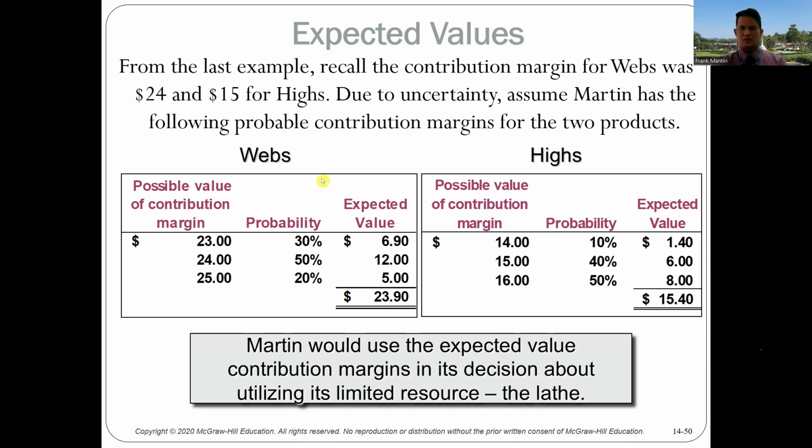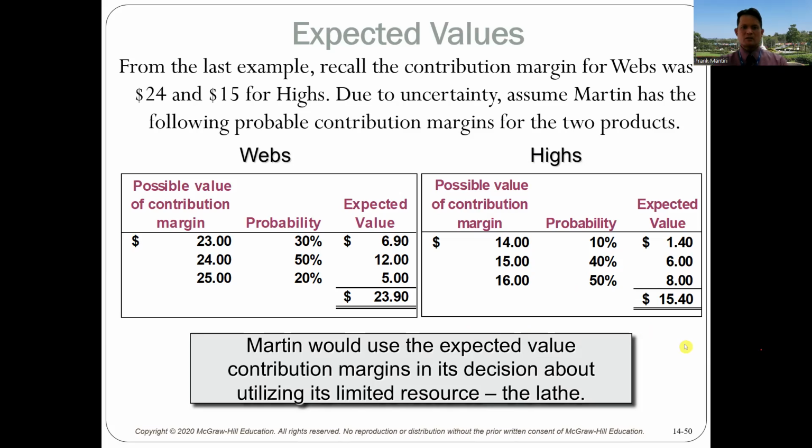That is for webs. And for highs, the possible contribution margin is $15, right? So more or less it is 14 or 16. Now the probability is 10% for 14, 40% for 15 and 50% for 16. So the expected value: 10% of 14 is $1.40, 40% of 15 is $6, and 50% of 16 is $8. The total expected value will be $15.40.